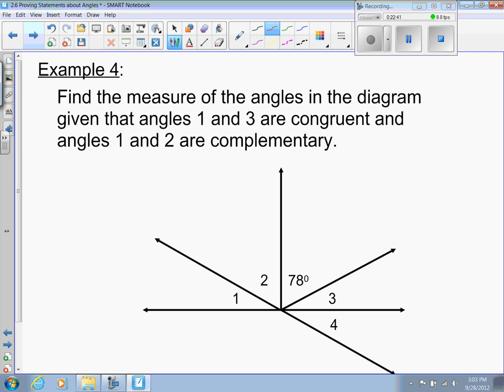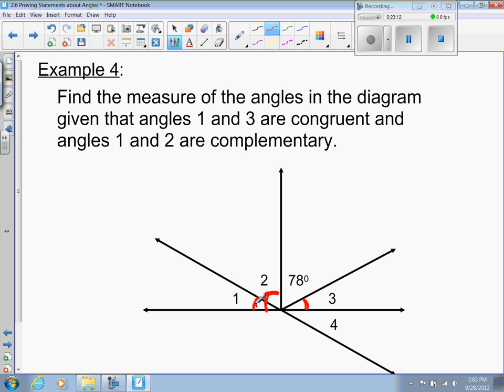All right. So here, find the measure of the angles in the diagram given that angle 1 and 3 are congruent. 1 and 3 are congruent. I marked that. So if this is on your homework, draw the picture, mark the diagram. Not in your book, but draw it out. Angles 1 and 2 are complementary. 1 and 2 are complementary. That means that's a right angle. Find the measure of the angles in the diagram.